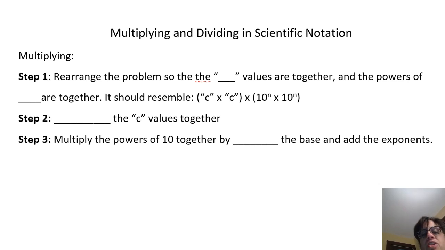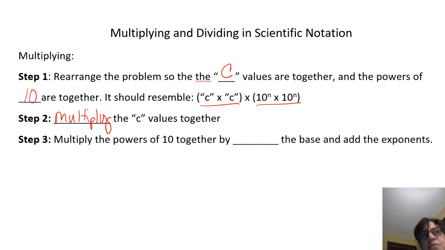You're going to rearrange the problem so that the c values are together and the powers of ten are together. It should resemble c times c and then your powers of ten times each other. Step 2 is you're going to do your multiplication, so you're going to multiply the c values.